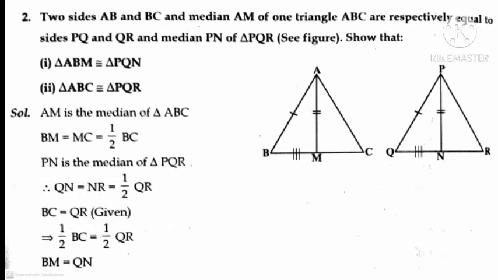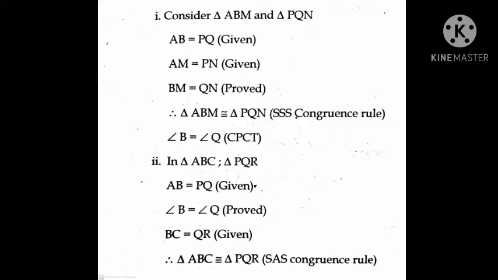Now solution for first question. In triangle ABM and triangle PQN, AB is equal to PQ. It is given. AM is equal to PN. It is also given in the problem. BM is equal to QN. Already proved above. Therefore, triangle ABM is congruent to triangle PQN according to the side congruence rule. That implies angle B is equal to angle Q since CPCT.